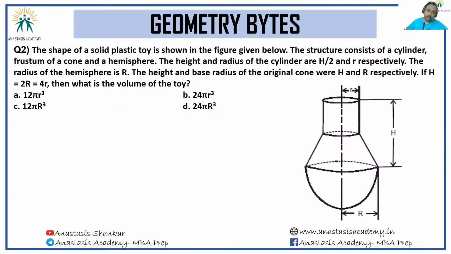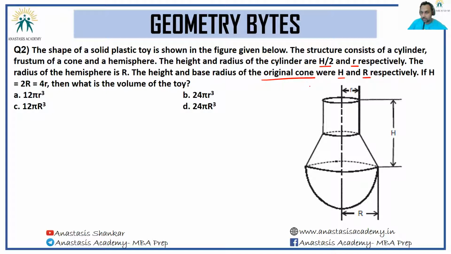Next, the shape of a solid plastic toy is shown in the figure below. The structure consists of a cylinder, frustum of a cone, and a hemisphere. The height and radius of the cylinder are h by 2 and r respectively. The radius of the hemisphere is r. The height and base radius of the original cone were h and R respectively.